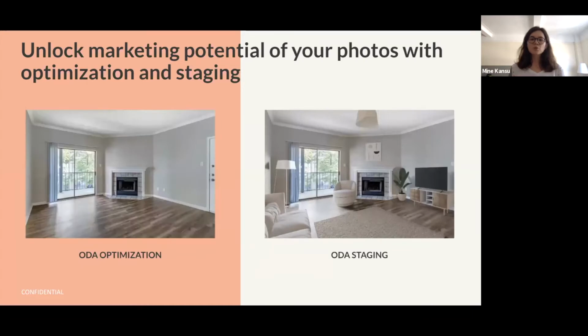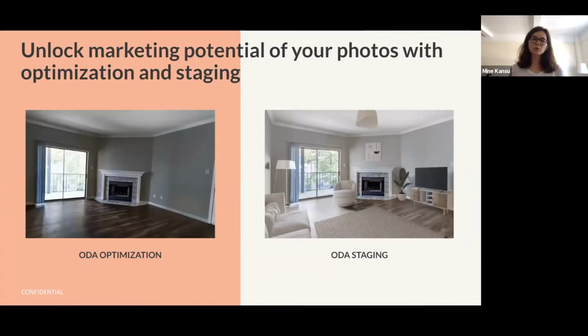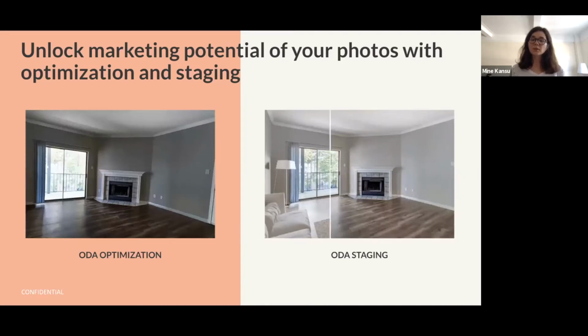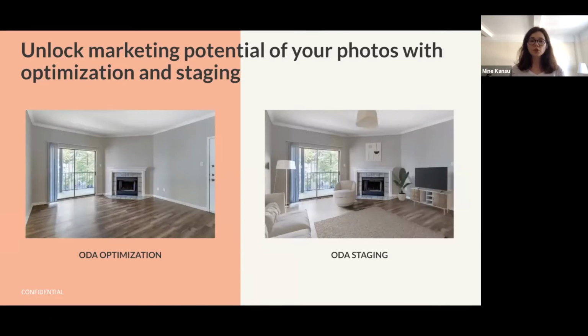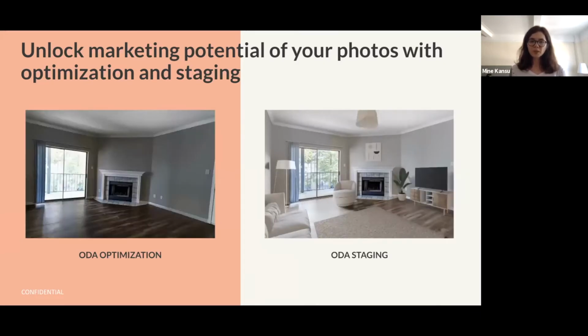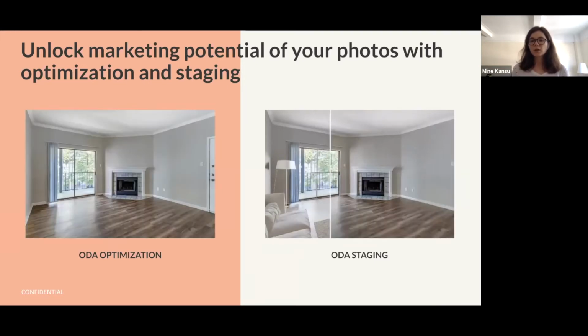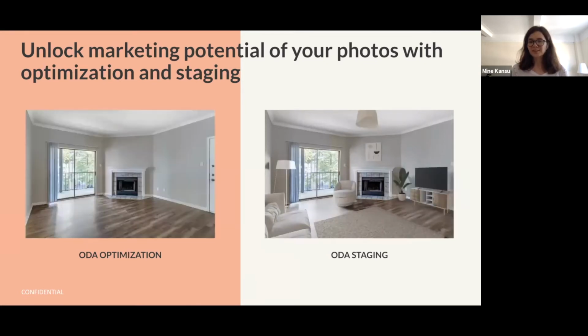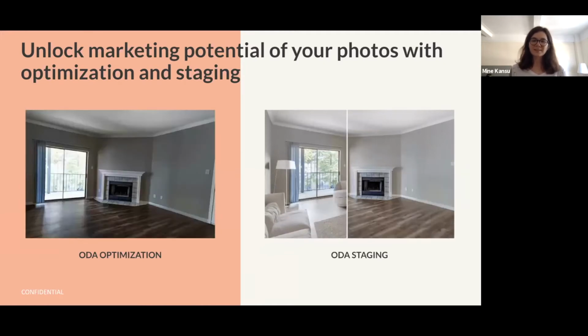The solutions we provide can be categorized in two: the optimization component and staging. On the optimization side, we correct a lot of the distortions that you would get from a camera to communicate the information clearly, to show your tenants what this space would actually look like in real life. And you see in this example that the space looks a lot more like a real apartment rather than a crooked, dark environment that doesn't look very attractive.